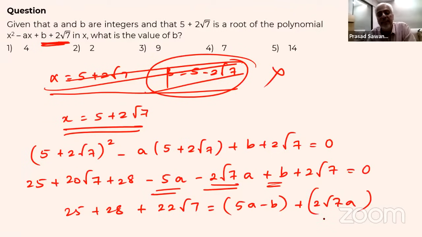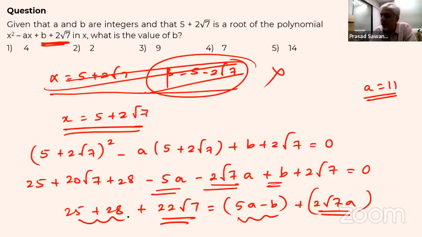So now you can compare the irrational part with the irrational part and the rational part with the rational part. So you directly get 2 root 7a is equal to 20 root 7. If you solve that, you get a is 10. And second equation, you get 5a minus b is 53. Or have I missed out anything else? No, I don't think so. So b comes out to be 2. If you solve that, you get b is equal to 2, which is the second option.